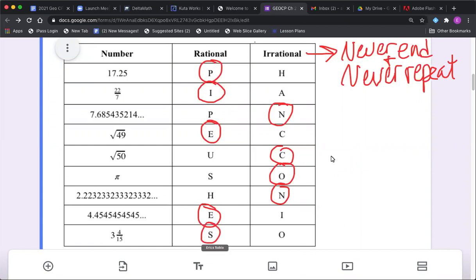I did tell you also that this is supposed to spell a word. And look, if you just follow the path, it sure does. It spells pine cones. That was your word.